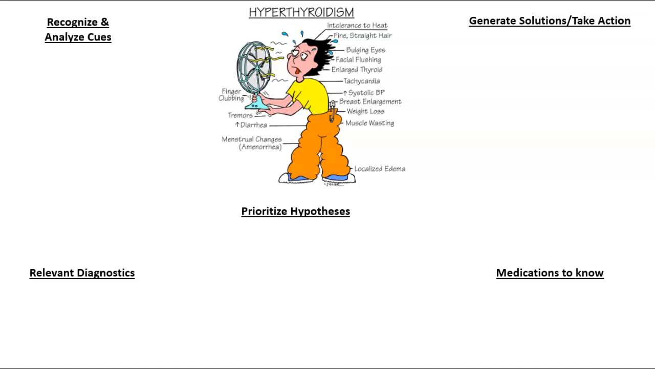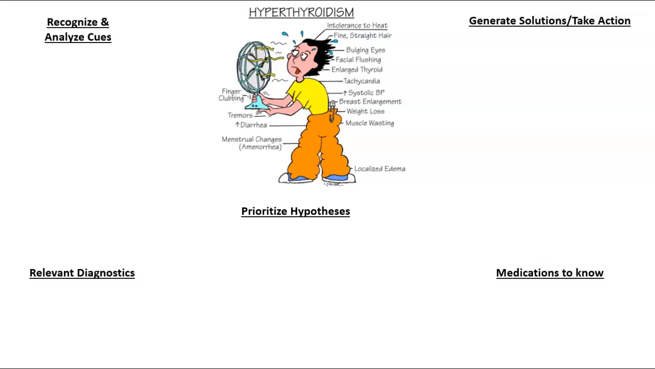Weight loss is a big trigger for us. Weight loss, even though they have an increased appetite. Remember, these people have increased metabolism. Thin and brittle nails. They may have reproductive changes, including amenorrhea. And these people may have increased deep tendon reflexes, osteoporosis, and heat intolerance.